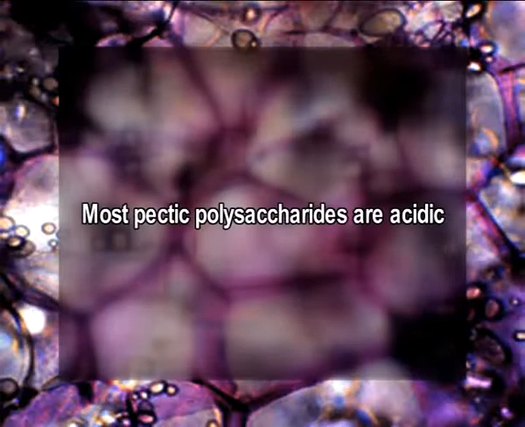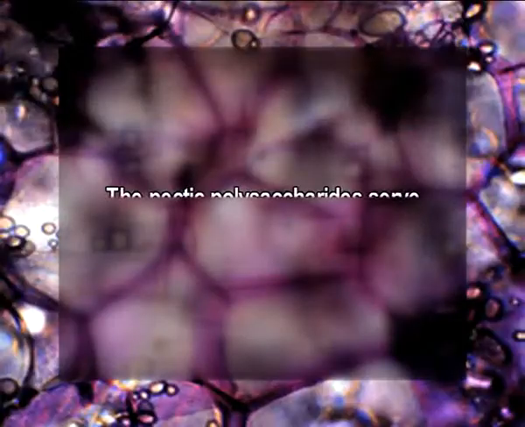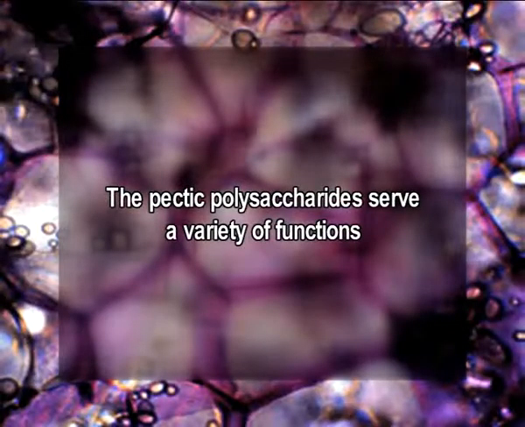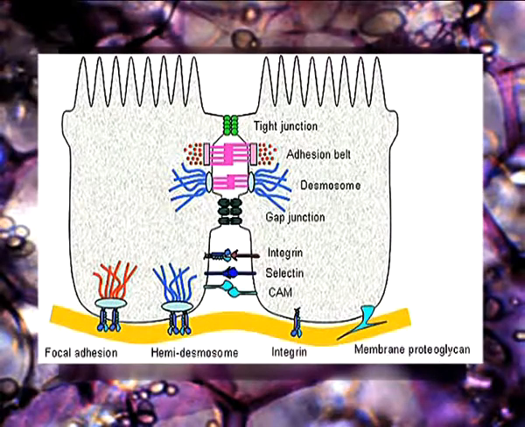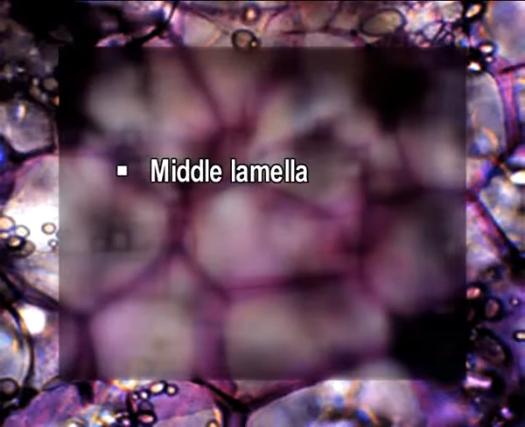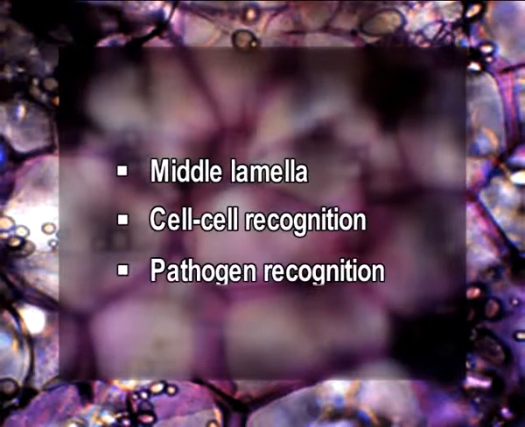Although most pectic polysaccharides are acids, others are composed of neutral sugars including arabinans and galactans. The pectic polysaccharide serves a variety of functions including determining wall porosity, providing a charged wall surface for cell-cell adhesion, or in other words gluing cells together, that is the middle lamella, cell-cell recognition, pathogen recognition and others.